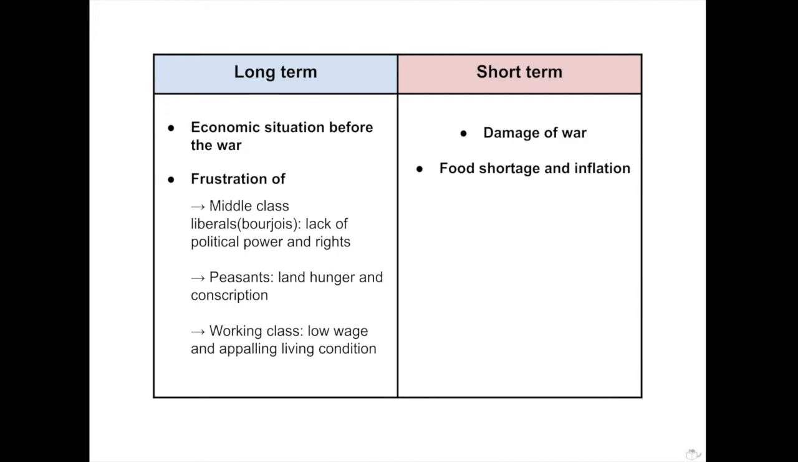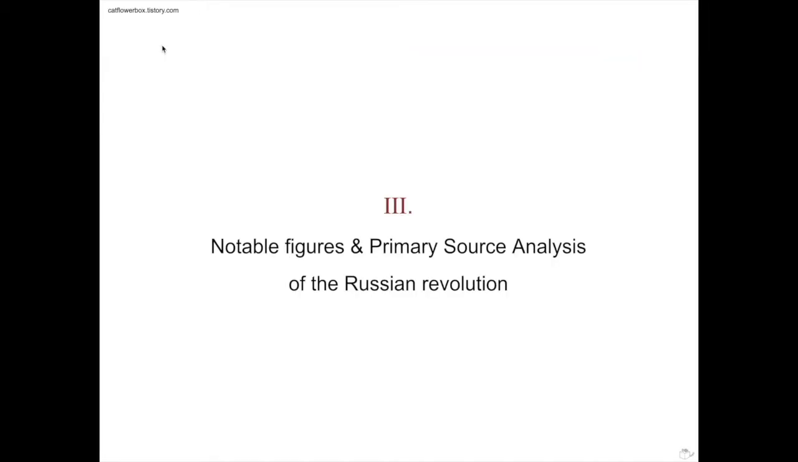Peasants did not have enough land, so they had land hunger and conscription. And the working class had lower wages than the work they did, and appalling living conditions were a serious problem for them. For the short term, we can think about the damage of war, food shortages, and inflation. Third, I'll tell you about notable figures and primary source analysis of the Russian Revolution.